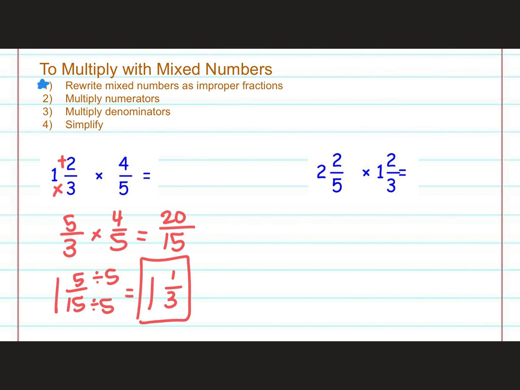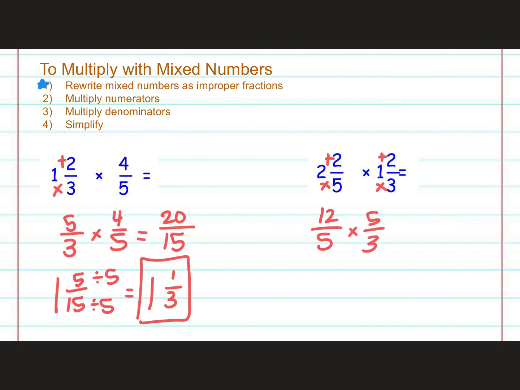Next one, 2 2/5 times 1 2/3. So again, I need to turn these into improper fractions first. So 5 times 2 is 10. 10 plus 2 is 12 over 5. And then do the same thing with 1 2/3. So 3 times 1 is 3, plus 2 is 5 over 3.